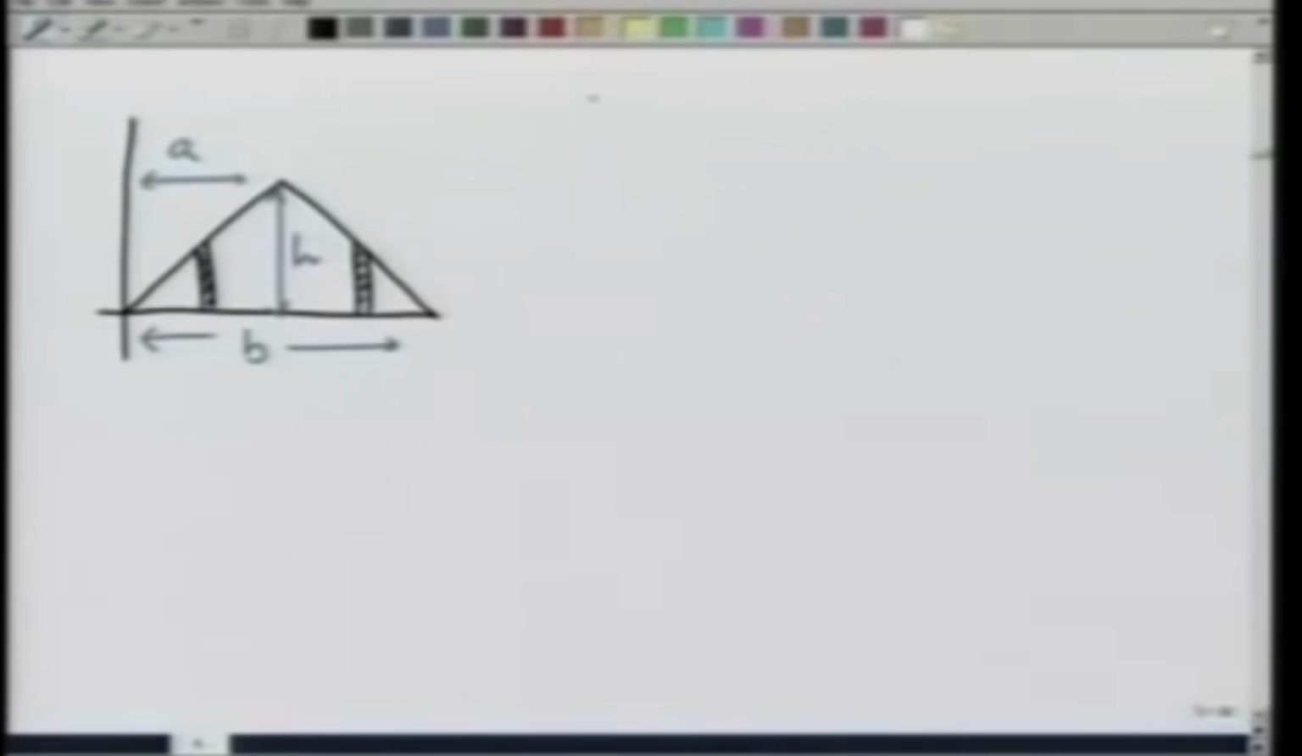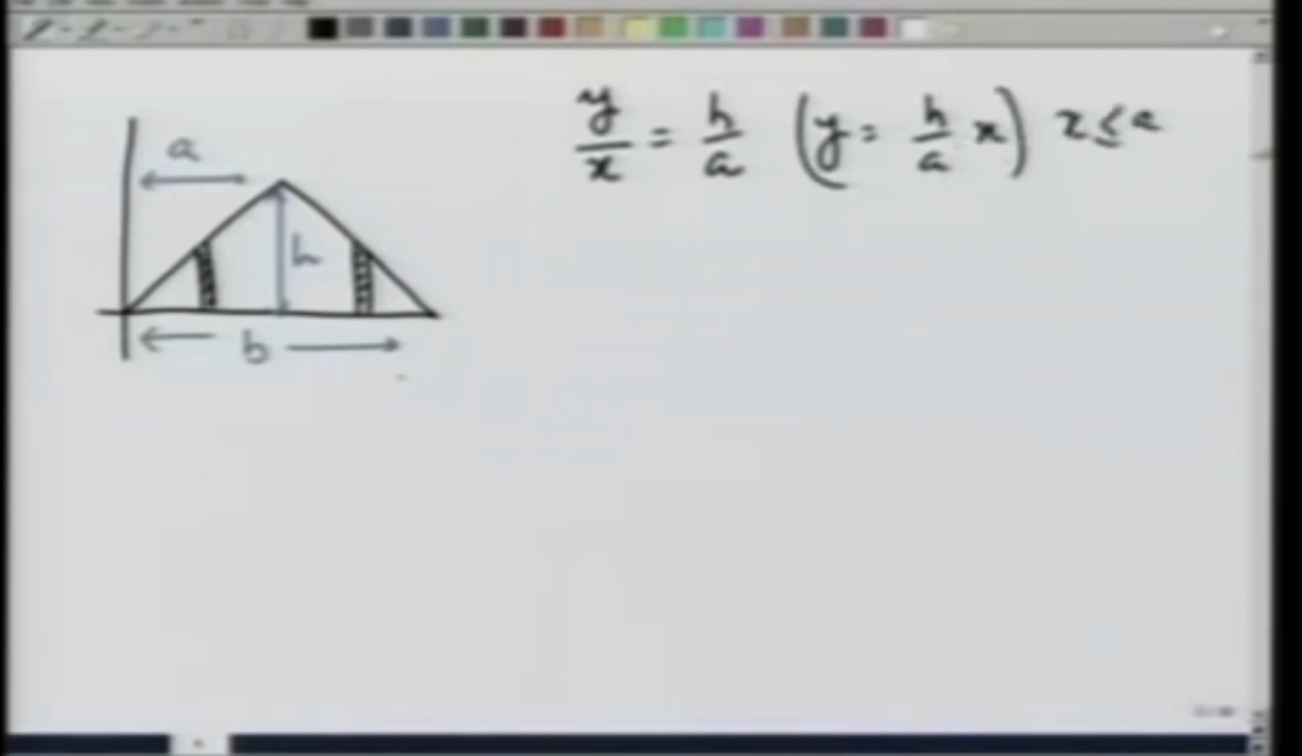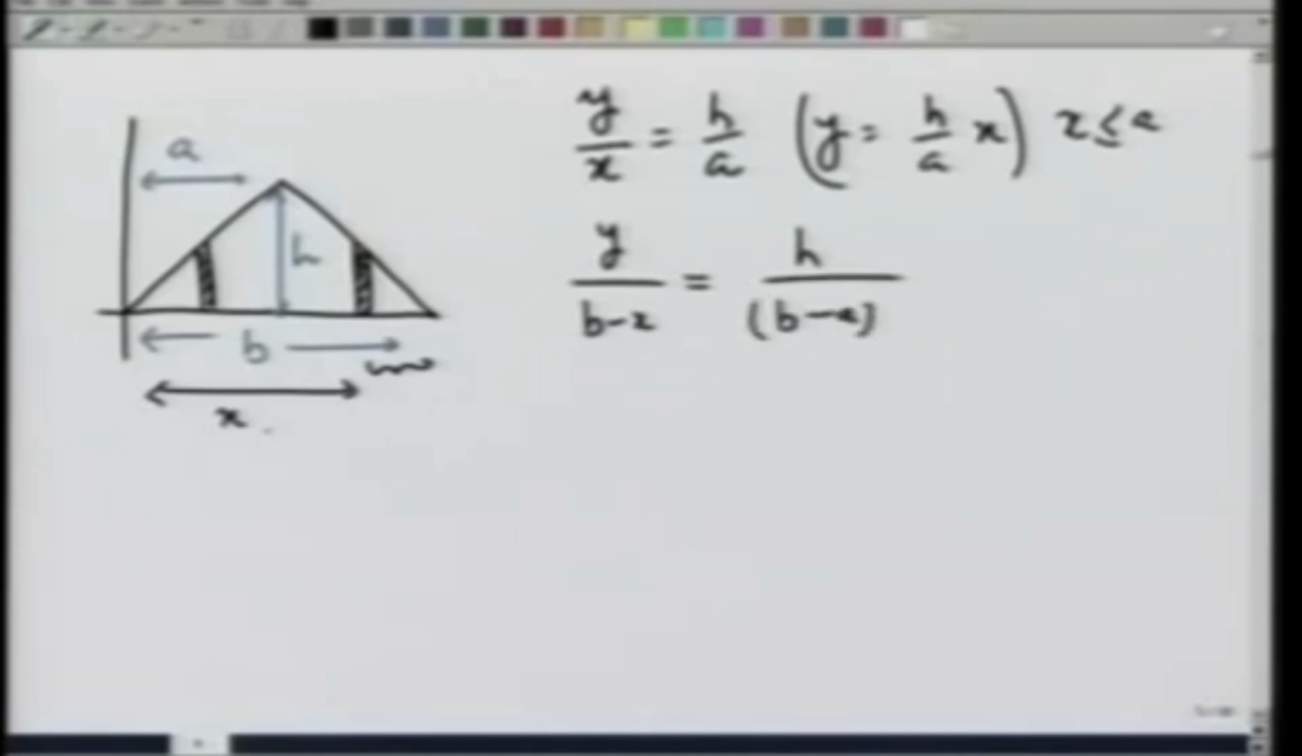For the first strip, I know that y divided by x was equal to h over a, or y equals h over a x, x less than equal to a. For the second strip, I am going to have this distance is x. So, I am going to have y divided by b minus x, that is this distance, y divided by b minus x is going to be equal to h divided by b minus a. B minus a is this distance, and therefore, y equals h over b minus a times b minus x.